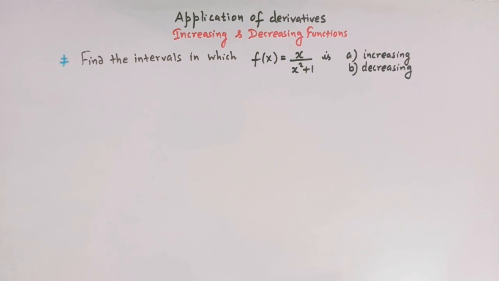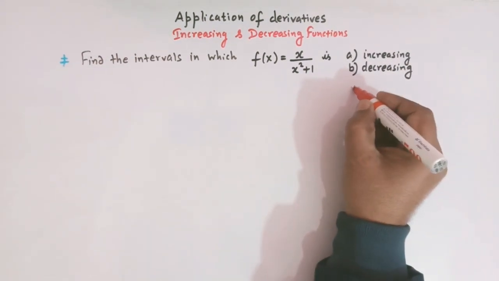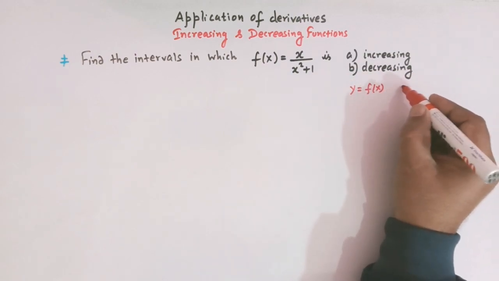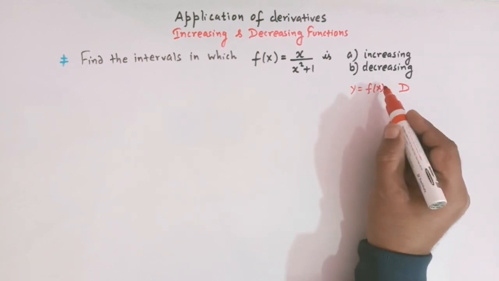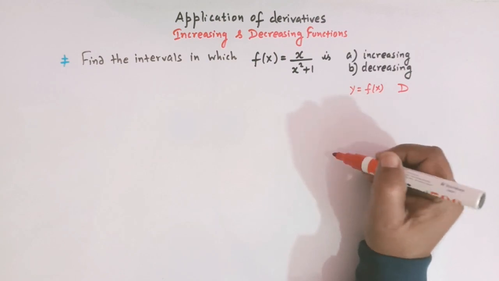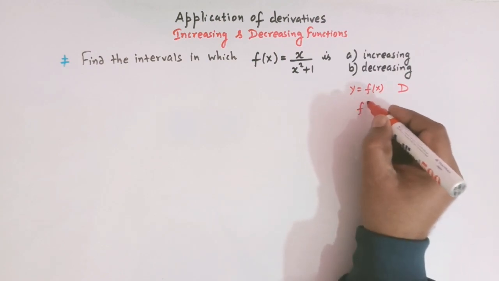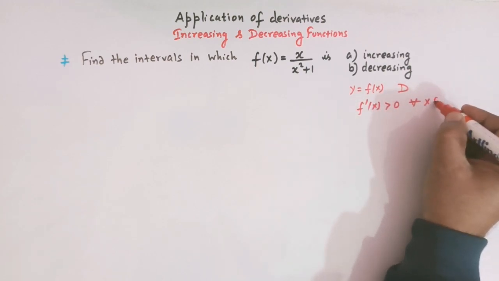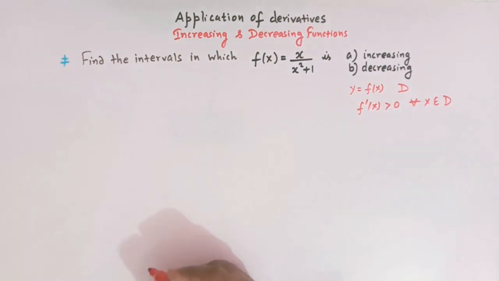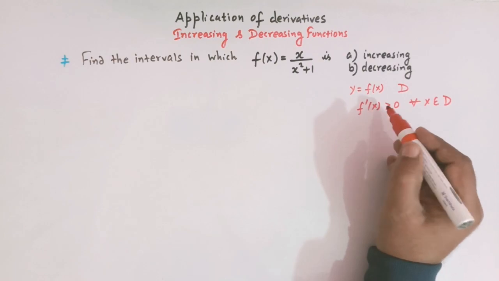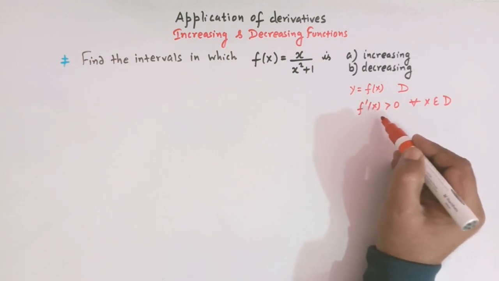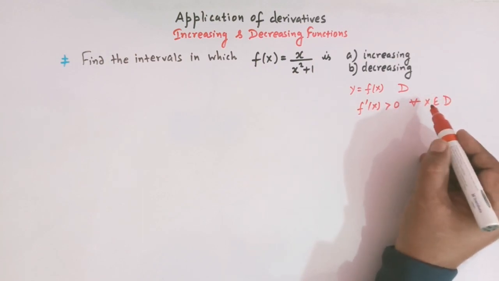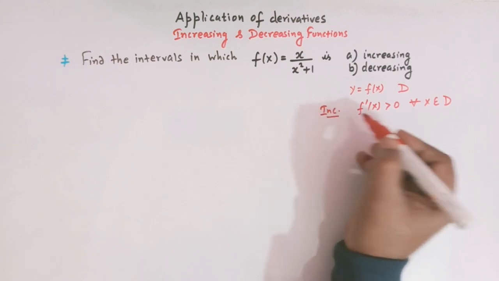Here we'll simply use the definition that if we have a function, say y is equal to f of x, and suppose its domain D is defined, this function f of x is said to be increasing if we have f prime of x greater than 0 for all x belonging to this domain D. So when the derivative of a function is positive for all x belonging to the domain, the function is said to be increasing.